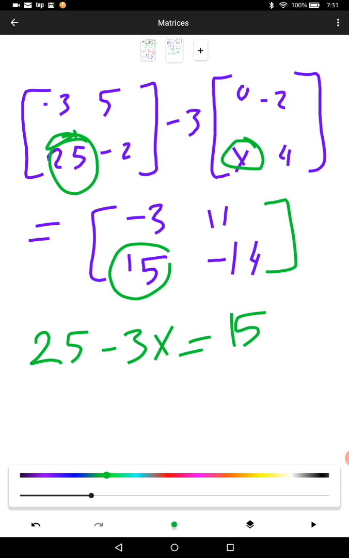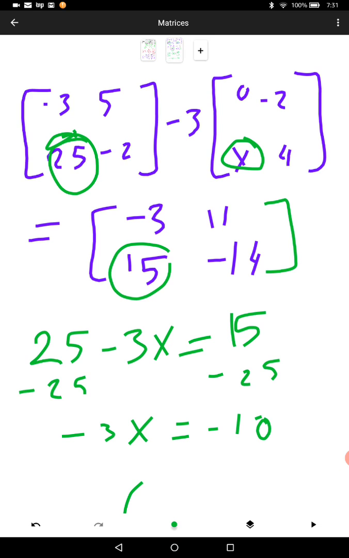Now we have an equation, and we have to solve it. Subtract 25 from both sides. So you have negative 3x equals negative 10. What is the next step? Divide by negative 3, so x equals 10 over 3.